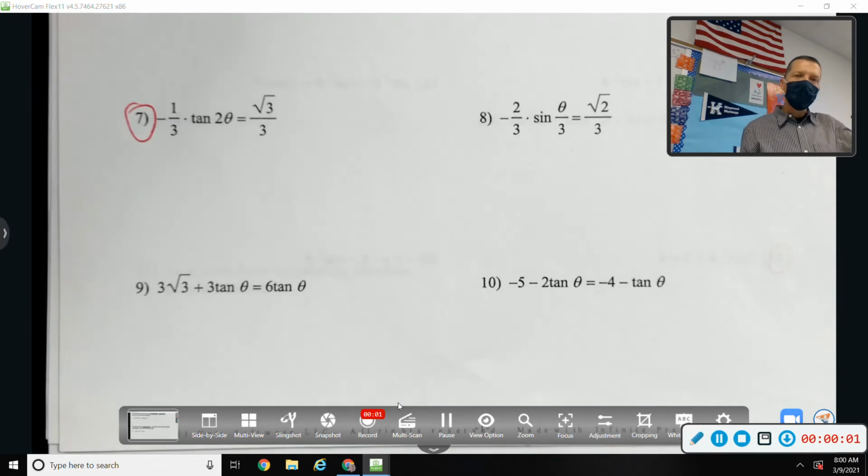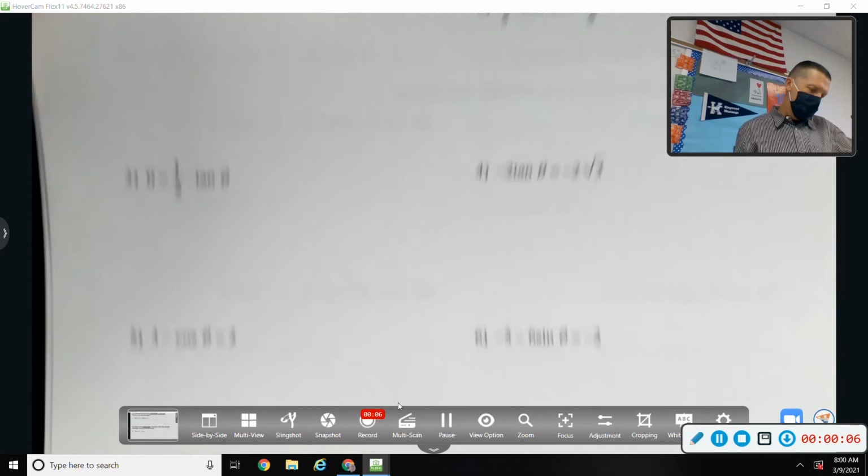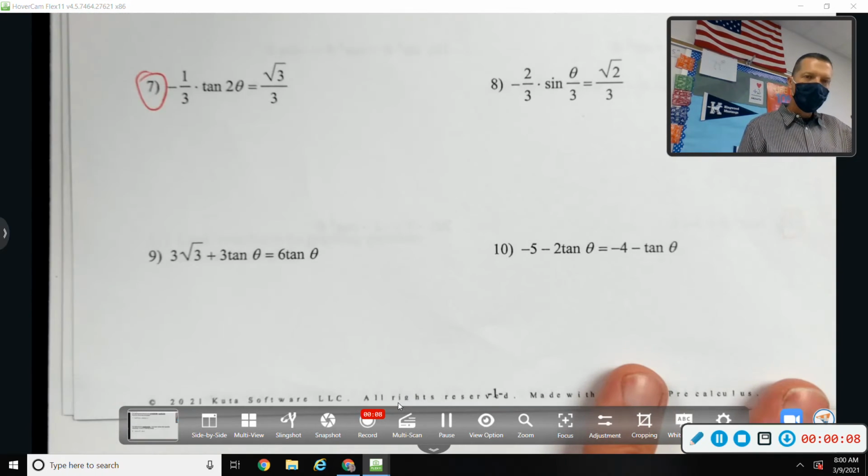So looking at the review worksheet, the assignment for those is just the odds. You don't have to do all of them. Answers are posted in Schoology already. Look at number 7.